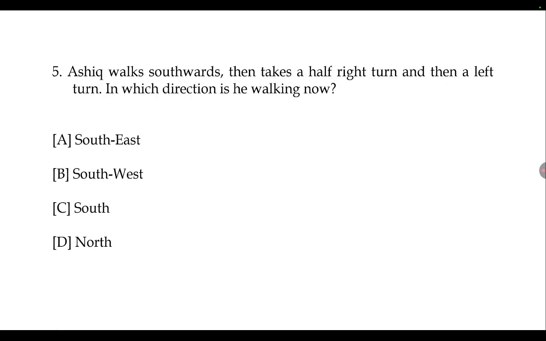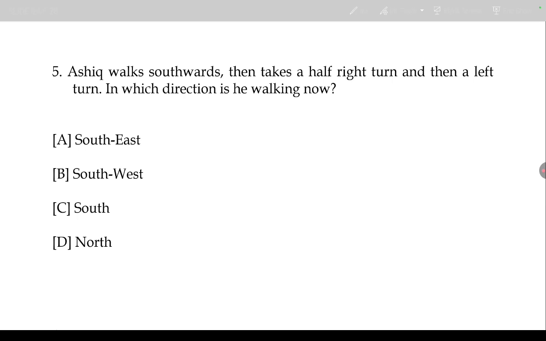Now let me teach you another different type of question. I guess these simple types of questions you are able to do. Now this one is a very important question, a little different type. So this question says Ashik walks southward. Southward, which means south side. Then he takes a half right turn.